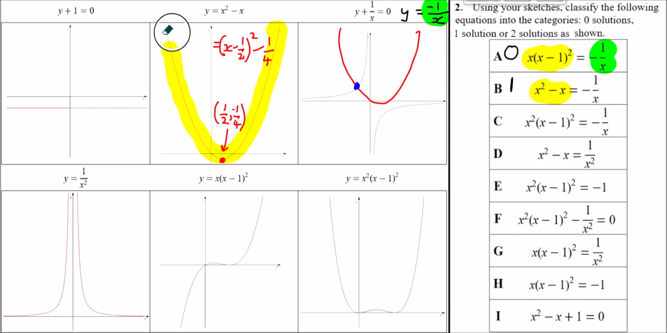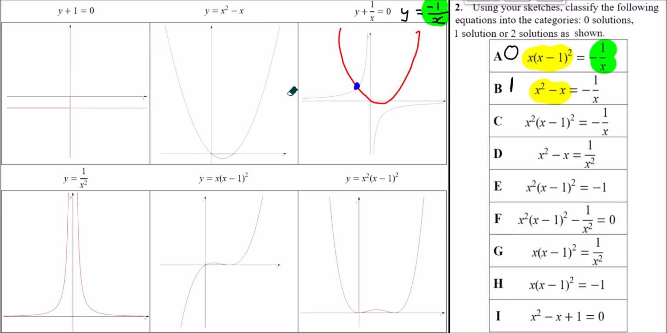So let's move on to another one. Let's have a look at C. So C, again we're considering minus 1 over x in this, but this time we're looking at this quartic one. So how many times does this quartic intersect with y equals minus 1 over x? So again, if I just superimpose a quartic sketch on top here, it's going to be something like this. A little wobble, and up again. Quite clearly, that's only going to give one intersection. So one intersection, one solution. So that's got one as well.